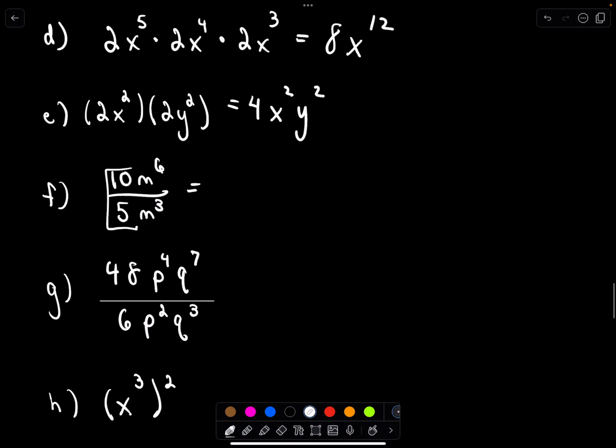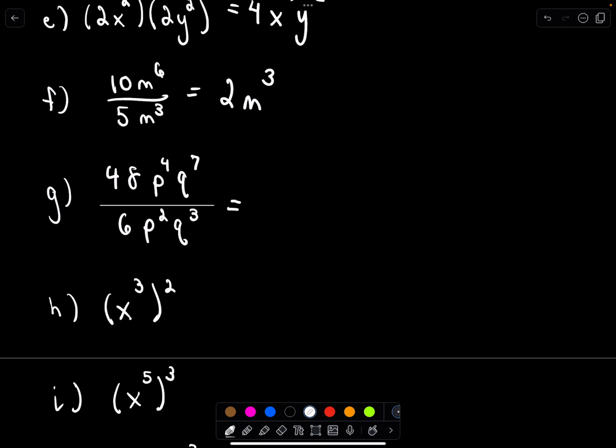Okay, so our next example, 10 divided by 5, that is 2. M to the 6th divided by m to the 3rd. Again, be careful. We are dividing like bases. Subtract the exponents. 6 minus 3 is going to be 3.